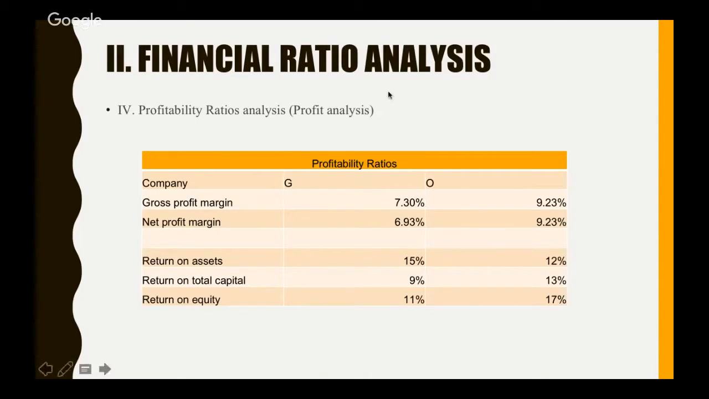The last one is profitability ratio analysis. It reflects the profitability and the efficiency of the company. Overall, the values of company O are higher than company G. It shows company O is more profitable.